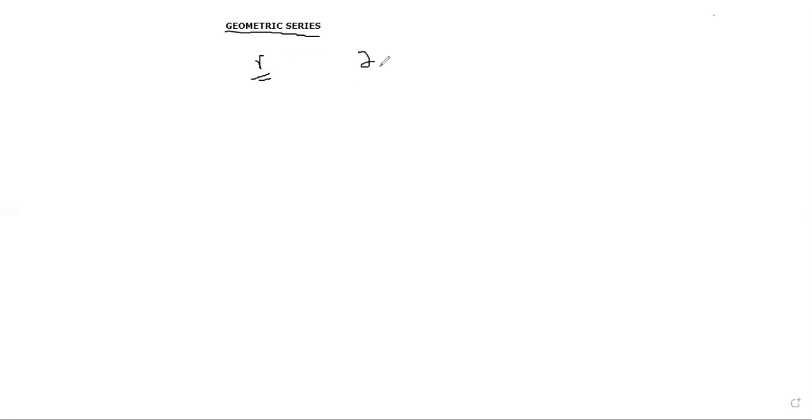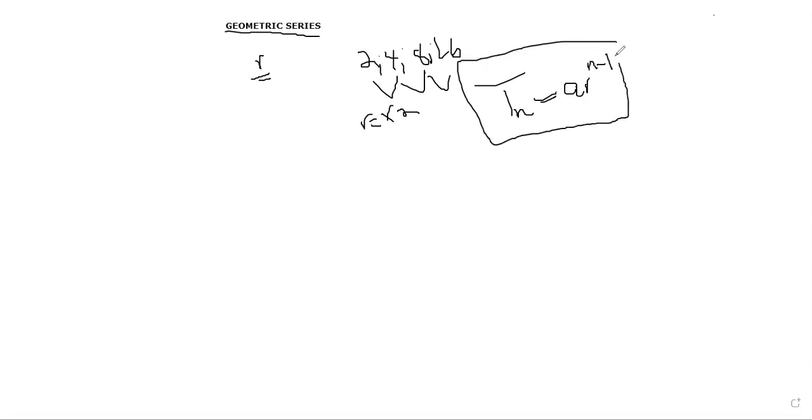But before we go there, I want to show you something quickly. If they gave you something like this, you'd see that you keep on multiplying by 2, so your r would be 2. Remember that when we were doing the sequence, ar to the power of n minus 1 was your general rule. Now we want to use this general rule to find the formula for the geometric series.